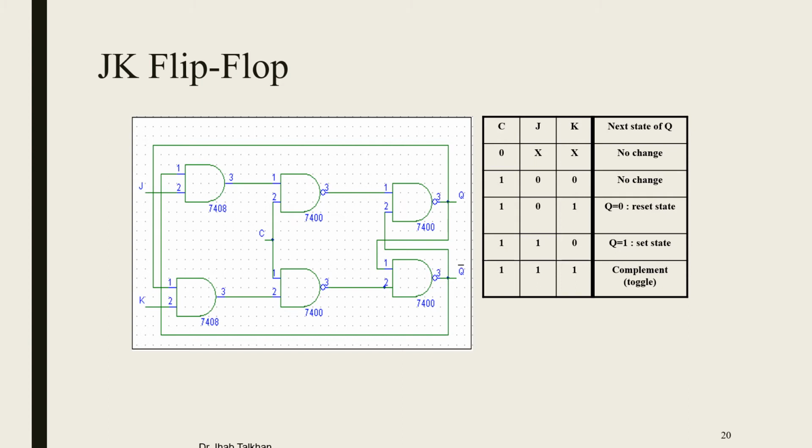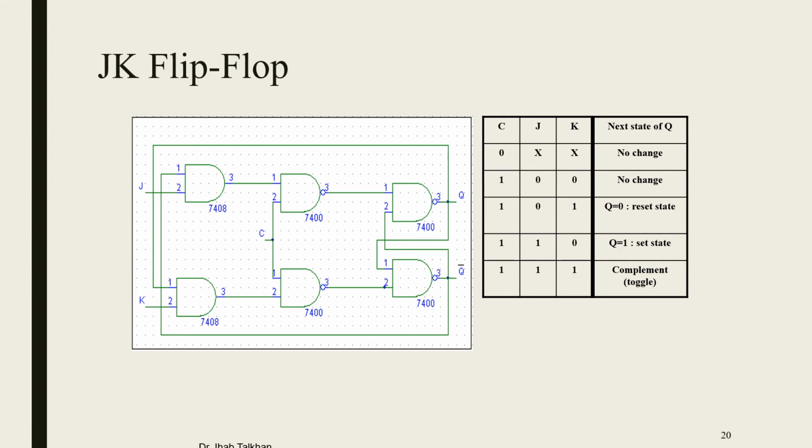When C equals 0, irrespective of the value of J or K, it will not change. If C equals 1 and you have J equal K equal 0, we get the no change state. With C equal to 1 and J equal 0, K equal 1, you get the reset state. When C equals 1 and J equal to 1 and K equal to 0, you get the set state. And now as a new thing, when C equals 1 and J equal K equal 1, you get something called toggling or complement, which means Q bar will be swapping with Q. So we have Q bar instead of Q and Q instead of Q bar. This is the complement of the value, what we call toggling.